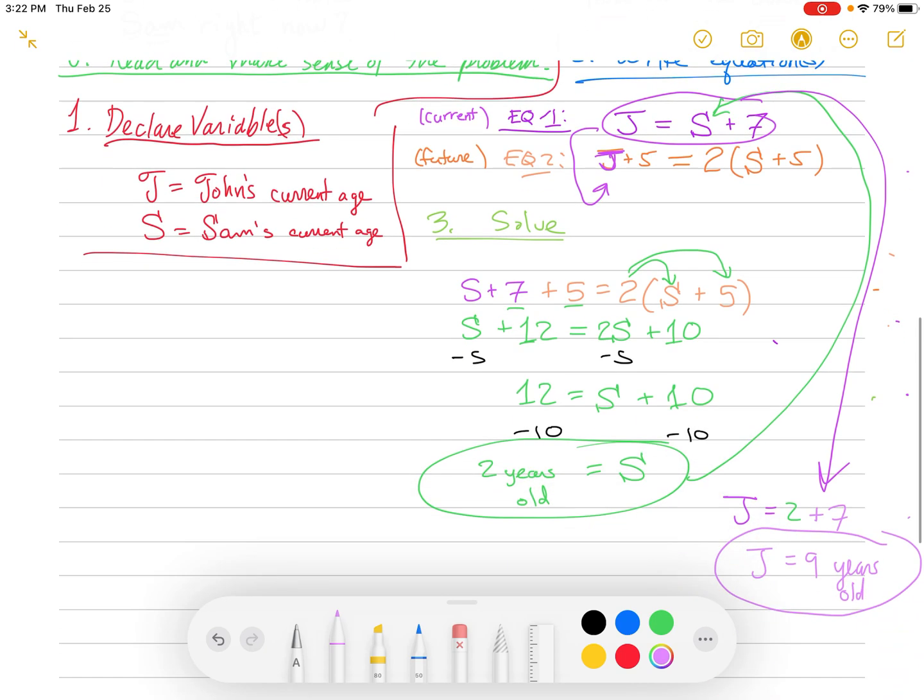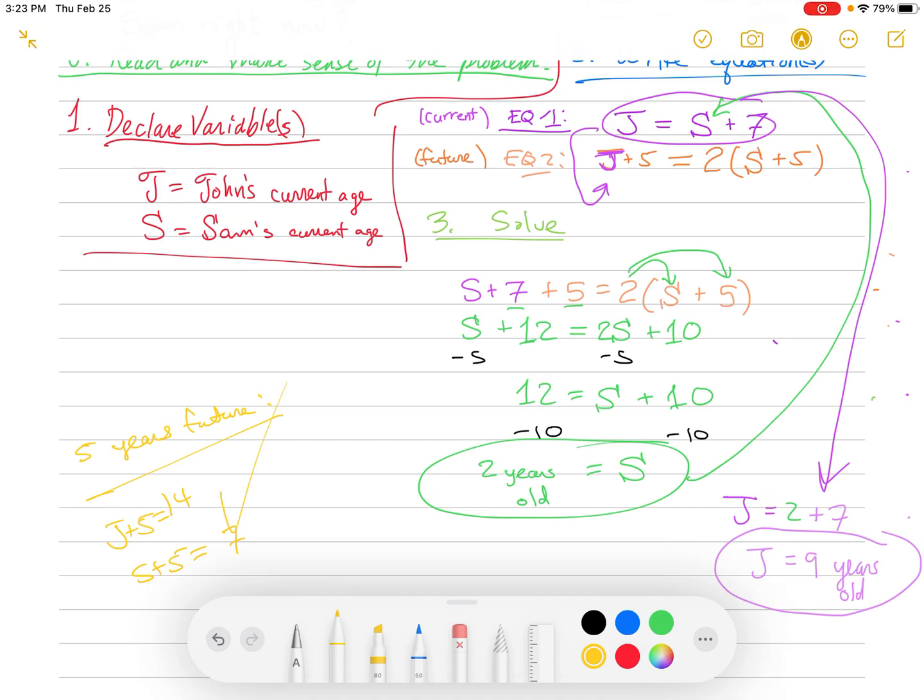5 years in the future, John will be twice as old as Sam. Let's see. How old will John be 5 years in the future? Let's just check this. John's going to be 14, right? J plus 5 will be 14. And Sam in the future, S plus 5, will be 7. So notice that John's age, 14, will be twice Sam's age. So yeah, that checks out.